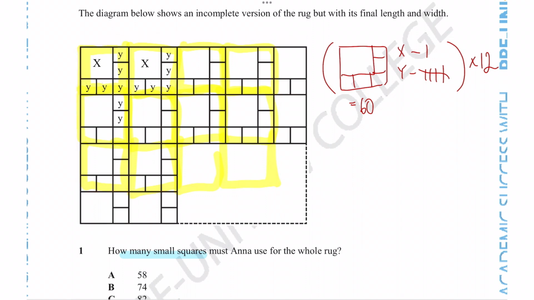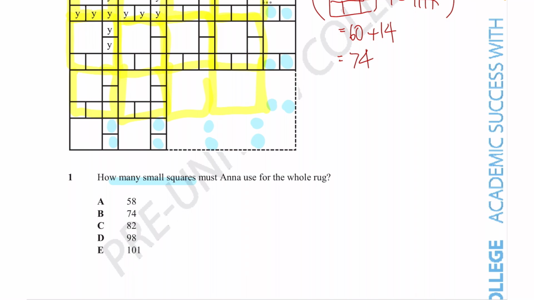But obviously that's not the final answer because we do have these extra sections at the end that we haven't accounted for yet. And honestly, just counting those would be faster. So let's do that. 1, 2, 3, 4, 5, 6, 7, 8, 9, 10, 11, 12, 13, 14. So there's 14 of these smaller squares being involved. So it looks like we have a grand total of 74 squares. Looking down at the answer options, we can circle option B as the final answer.